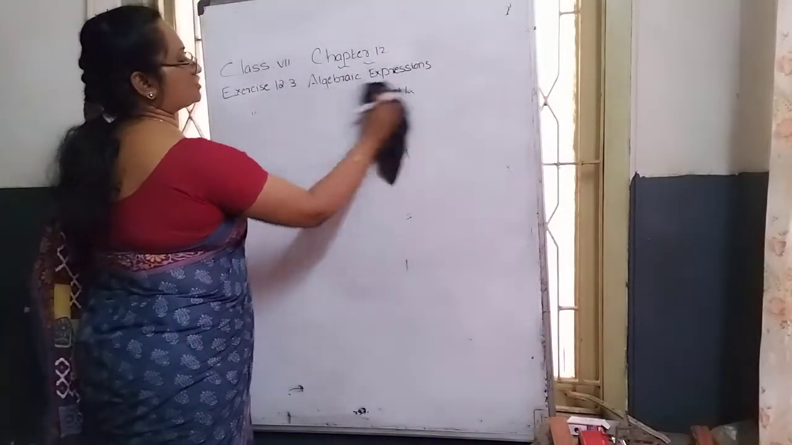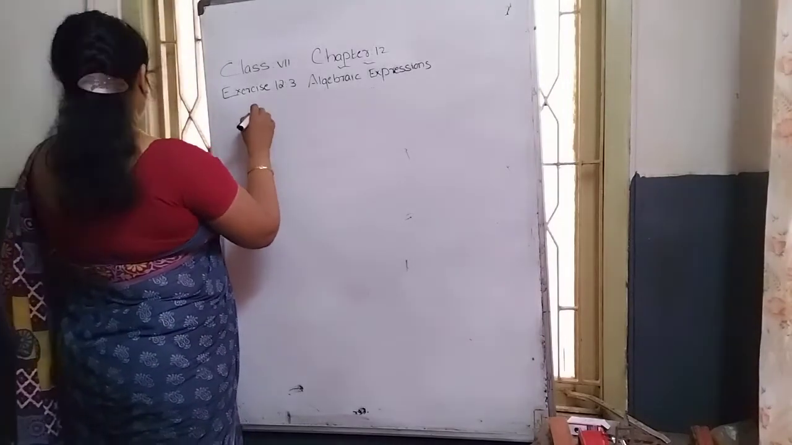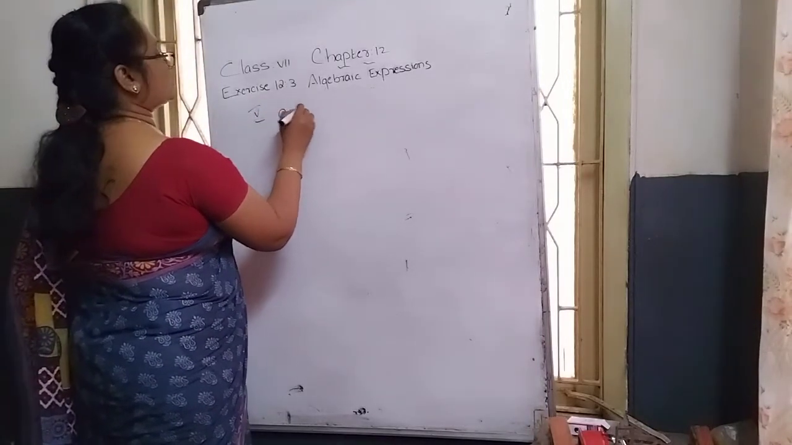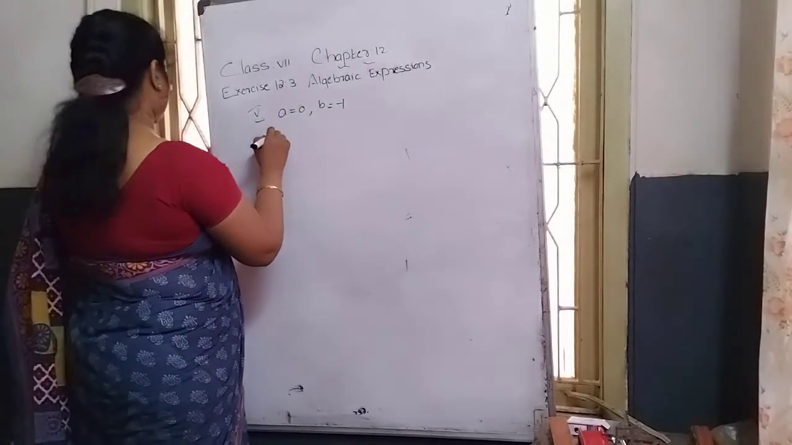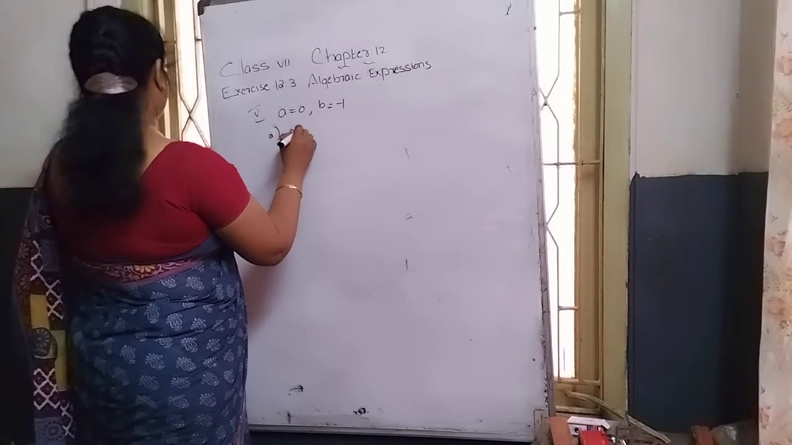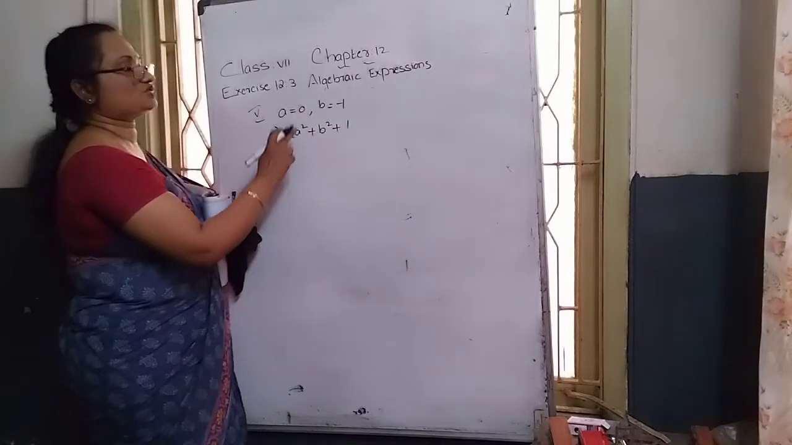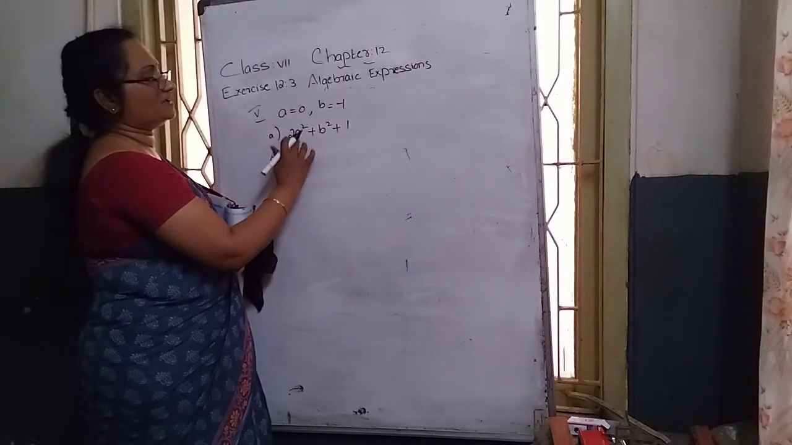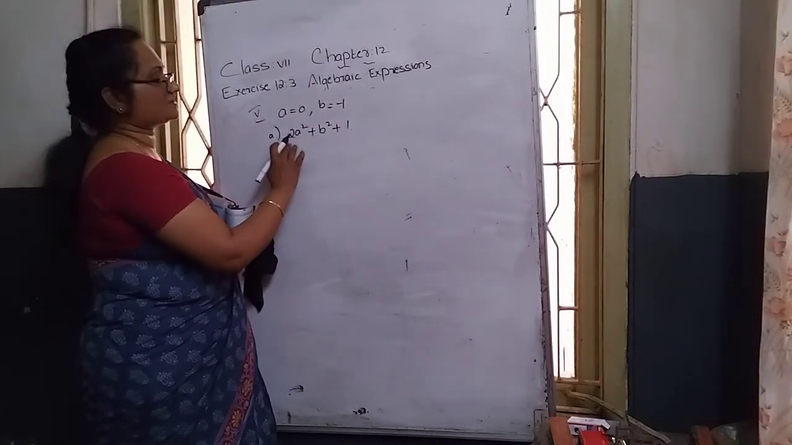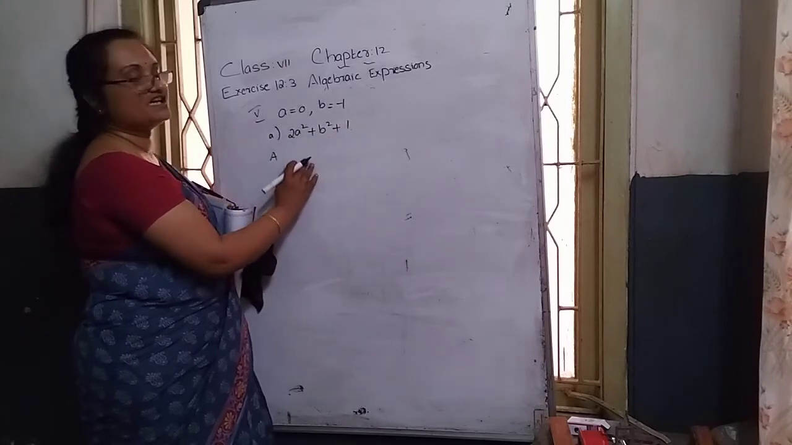Like this, 1 or 2 questions are there. The next, fifth Roman case. In the fifth Roman case, A value keep 0, B value substitute as minus 1. Expression they given as 2A square plus B square plus 1. A place 0 substitute, B place minus 1. Same process. How many terms here? 3 terms: the first term is 2A square, second term is B square, third term is 1.